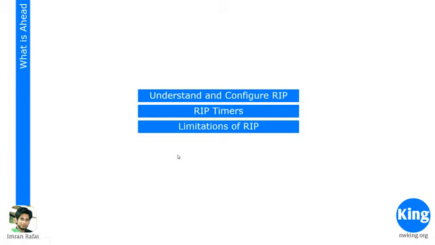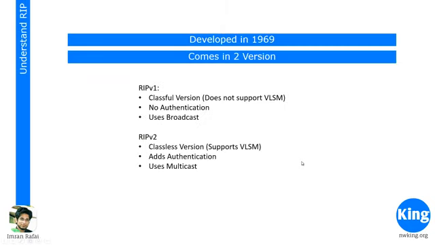What are we going to look at today? Today we're going to look at three things. We will understand and configure RIP on the routers. We will talk about RIP timers, and then we'll also look at the limitations of RIP.